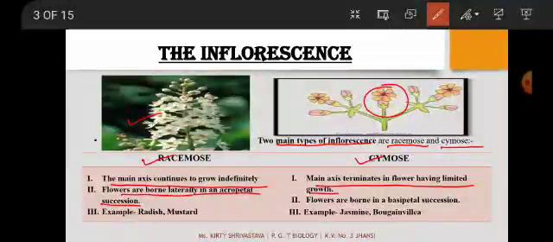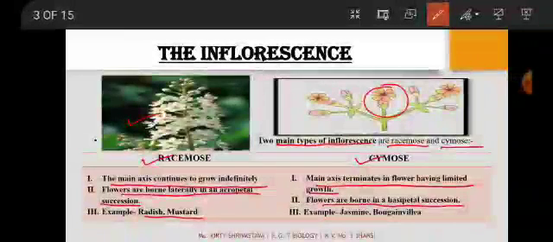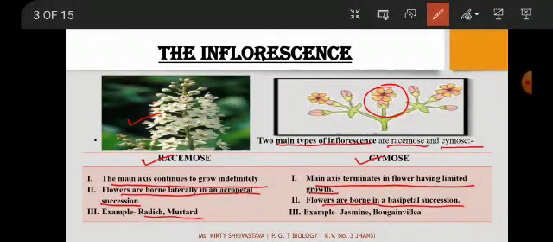In racemose inflorescence, the flowers are borne laterally in an acropetal succession. That is, the development of the flowers is from base towards the apex as in case of radish and mustard. Whereas in cymose inflorescence, the flowers are borne in a basipetal succession. That is, the development of the flowers is from apex towards the base as in case of jasmine and bougainvillea.